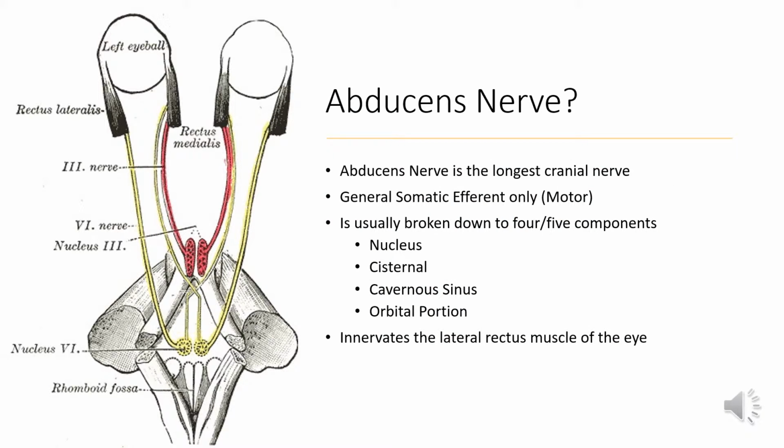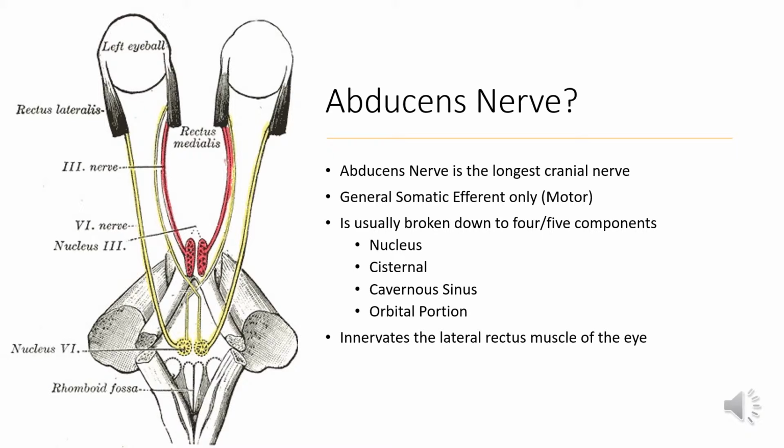What is the abducens nerve? The abducens nerve is the longest cranial nerve. Its pathway is quite long from the pons all the way to the lateral rectus. It's general somatic efferent, so it's only dealing with the motor and not the sensory.